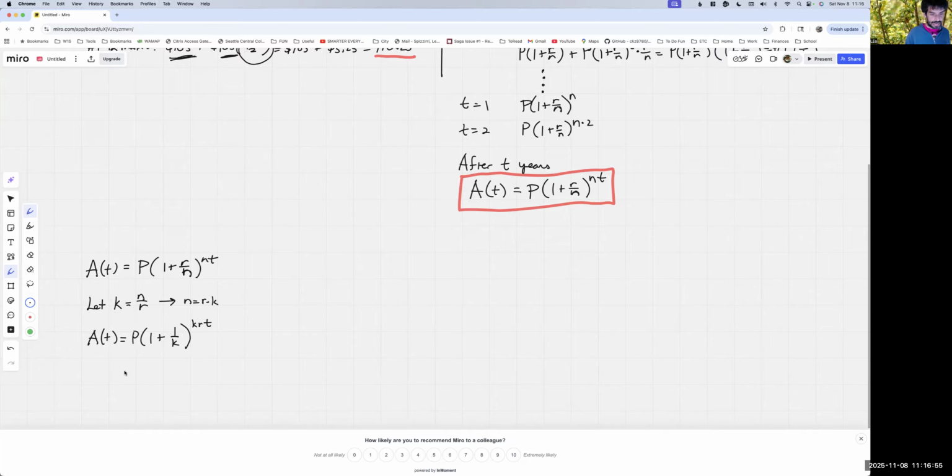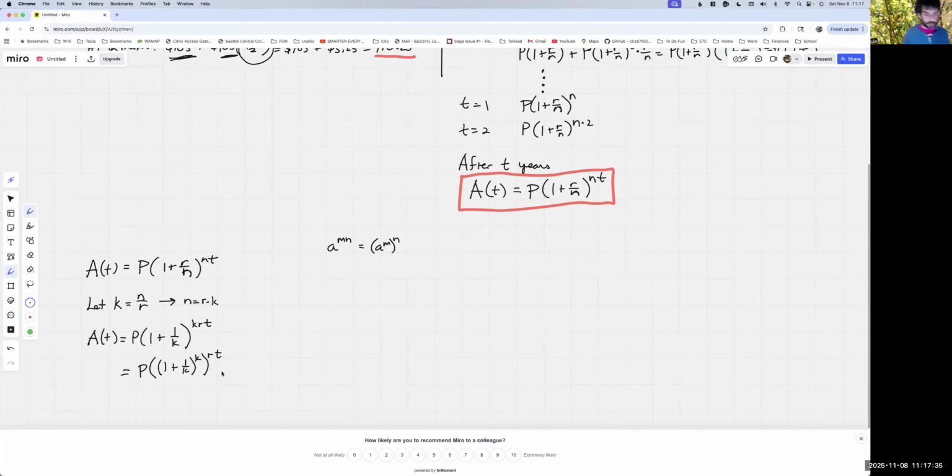Now I'm going to play with the rules of exponents. If I have a to the mn, I'll just remind you this is the same as a to the m, to the n. And so I can rewrite this term here. I'm going to write (1 plus 1 over k) to the k, and all of that to the rt. I'm just using this rule of exponents, that when you have exponents that are multiplied, you can think of applying one exponent first and then the other. So in this case, I apply the k exponent first and then the rt, okay?